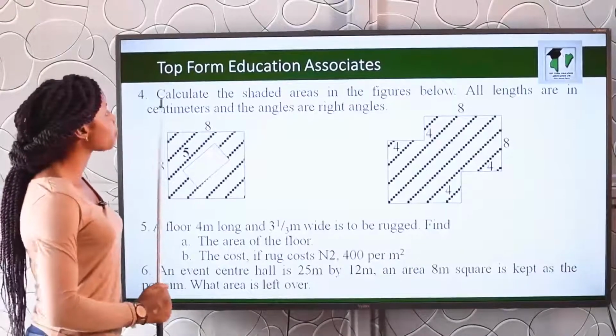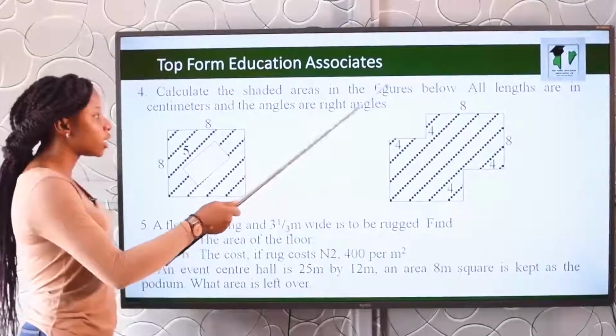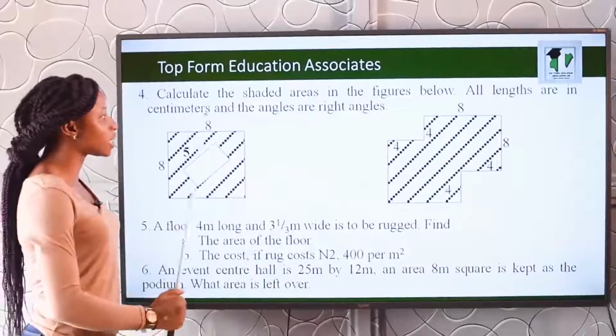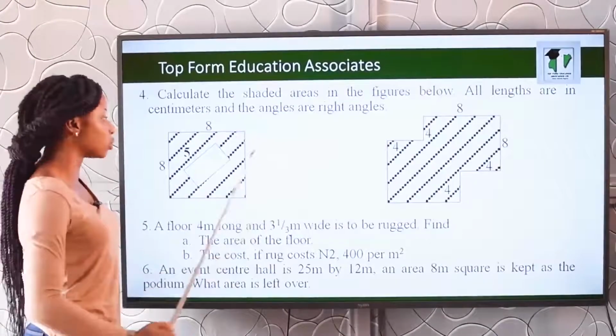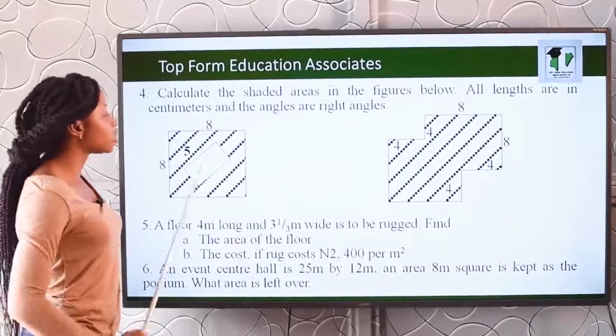Now, number 4, calculate the shaded areas in the figures. In these figures below, all the lengths are in centimeters and the angles are right angles. If you look at this, you see that all these angles here are right angles, and they said these figures are in centimeters.